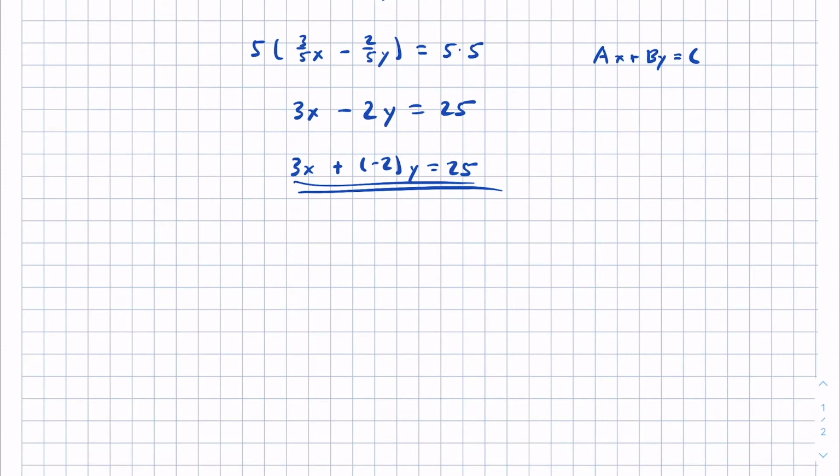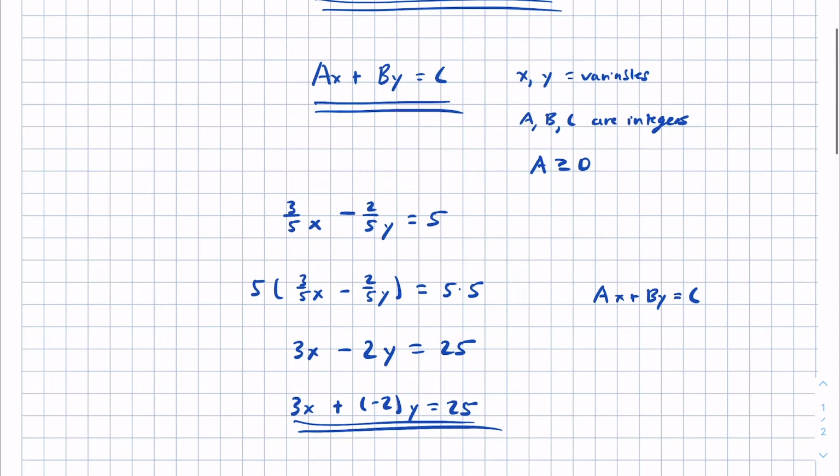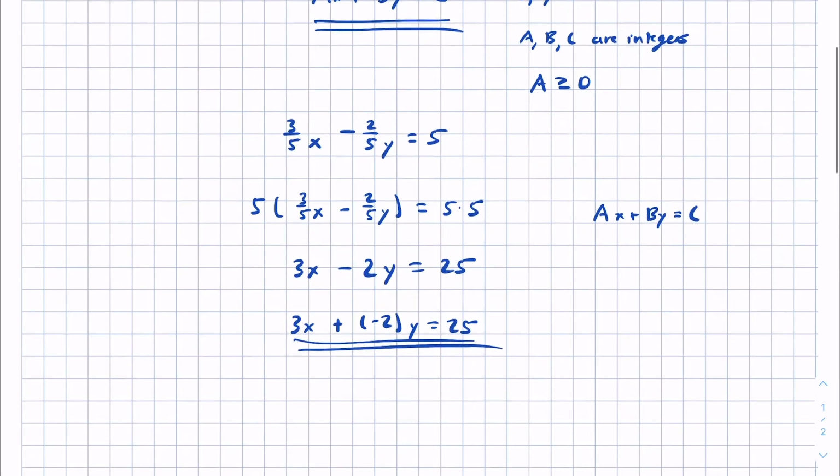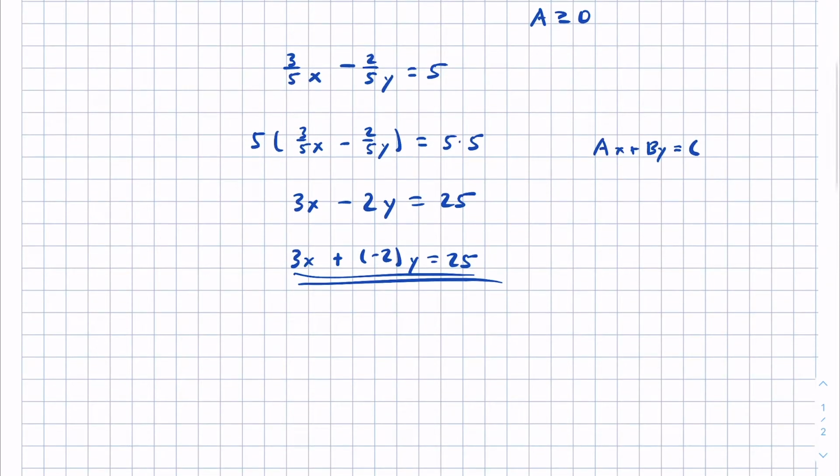And as you can see, we have this equation that fits our form. And therefore 3/5 x minus 2/5 y equal to 5 is an example of a linear equation.